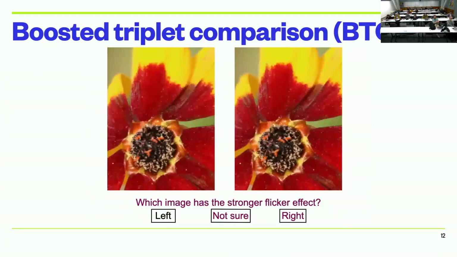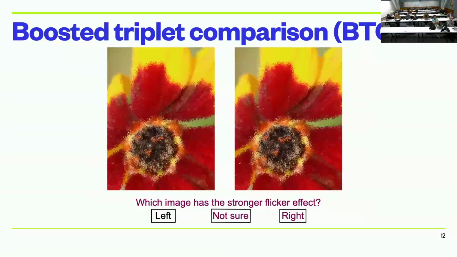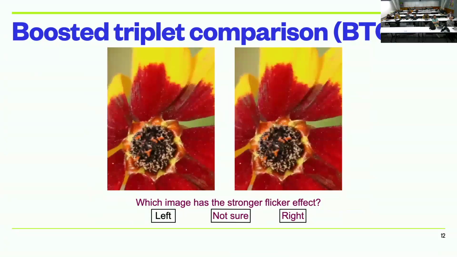So when we do the flicker test, it's the following. Here now we have 2 distorted images, one on the left, one on the right. They are zoomed. There is artifact amplification, and there's flicker. And the question now is, which image has a stronger flicker effect? The flicker is with respect to the source image, right? So you see in the flicker, the stronger the flicker, the larger the distortion is between the coded image and the source. So which image has a stronger flicker effect? These are the boosted triplet comparisons. Triplets because there are 2 distorted and 1 reference, 3 images.